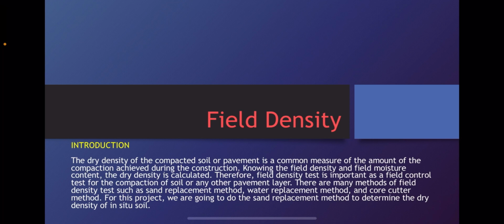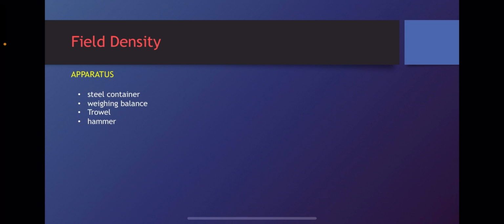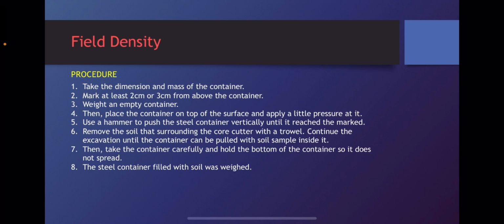There are many methods of field density test such as the sand replacement method, water replacement method, and core cutter method. For this project, we are going to do the core cutter method to determine the dry density of in situ soil. The objective of this experiment is to determine the dry density of in situ soil. The apparatus is a steel container, weighing balance, trowel, and hammer. For the procedure, first take the dimension and mass of the container, and mark at least 2 cm or 3 cm from above the container.